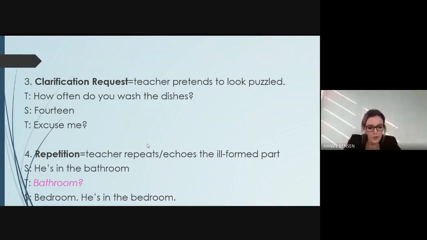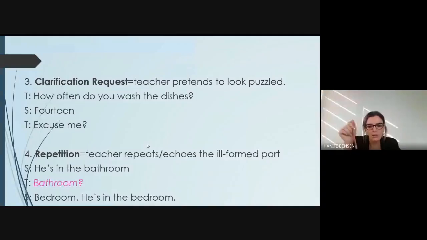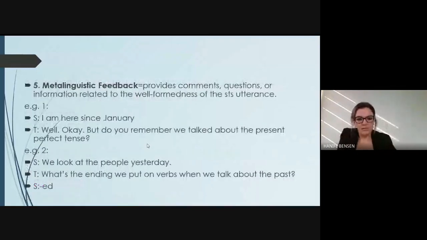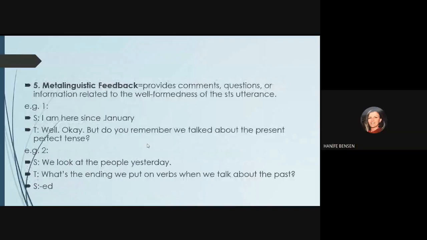The fourth corrective feedback strategy is repetition, where the teacher repeats or echoes the ill-formed part of the student's utterance, usually with a change in intonation to highlight the learner's error. So what we do actually is, the student would say, he's in the bathroom, and you would say, bathroom? And then the student would say, oh, bedroom, he's in the bedroom. I'm sure that we've come across such examples in our language learning classrooms.